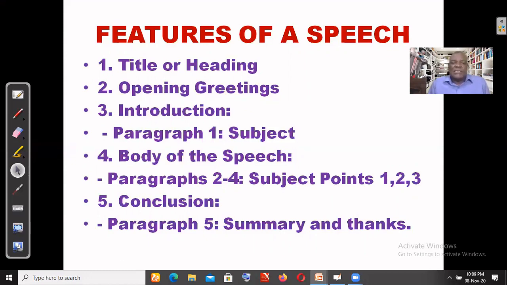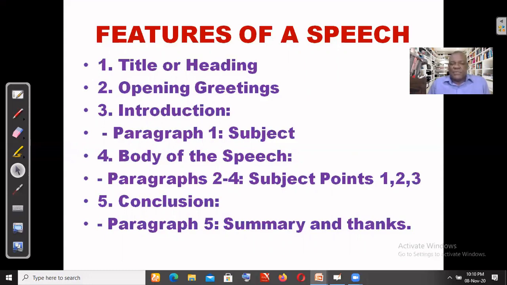Then the third one is the introduction, which is the first paragraph. Paragraph 1 is what you will use to introduce the subject. You can simply say, I am here to support the motion, which states, or just present the topic. Let people know why you have come out to speak. So that is the business you have in the first paragraph.